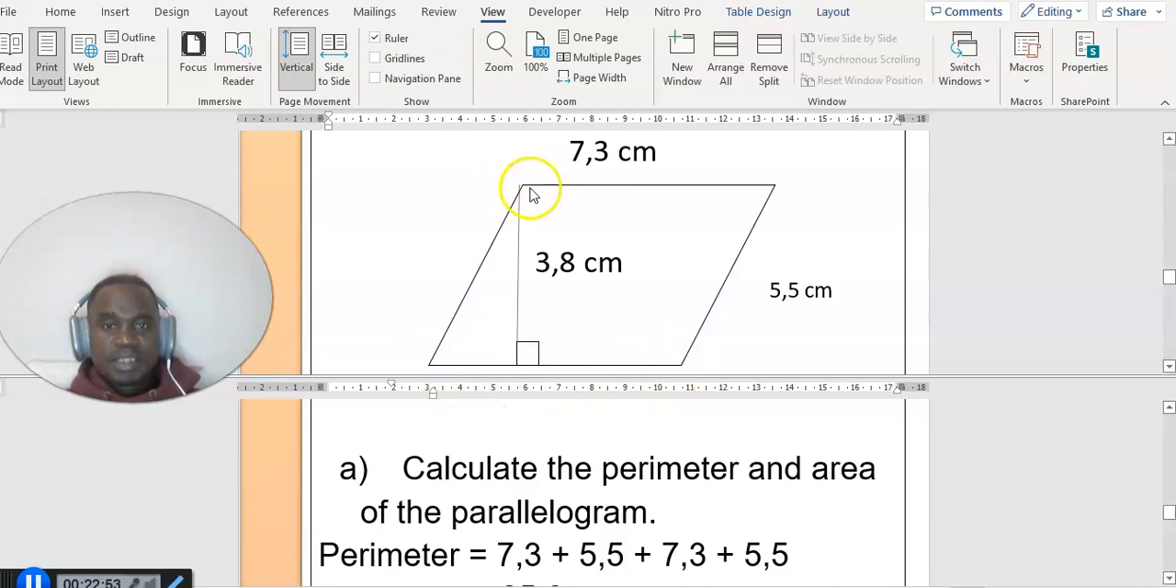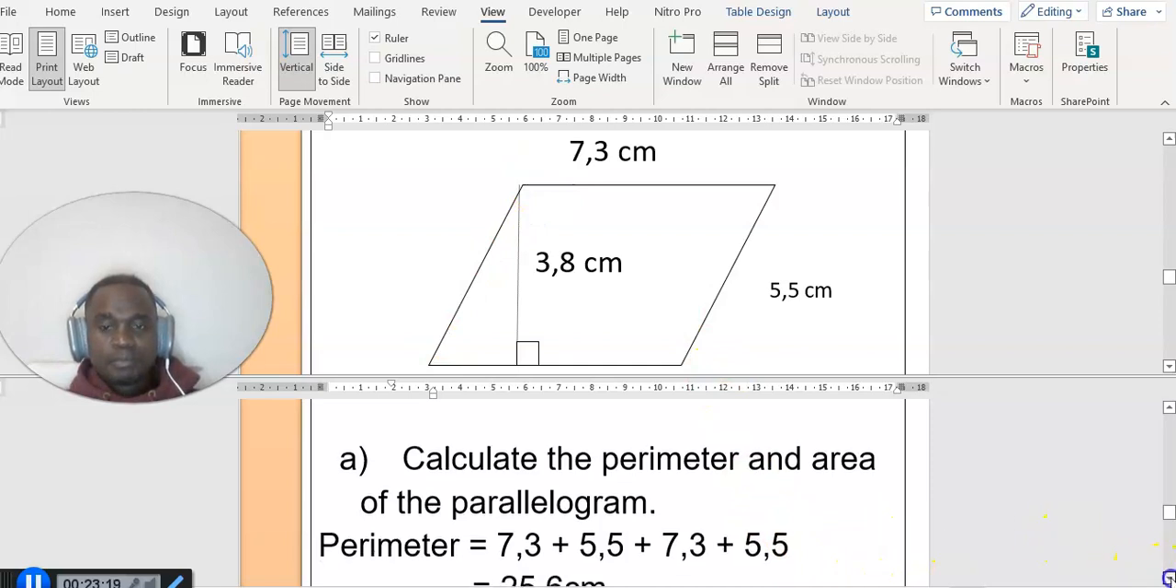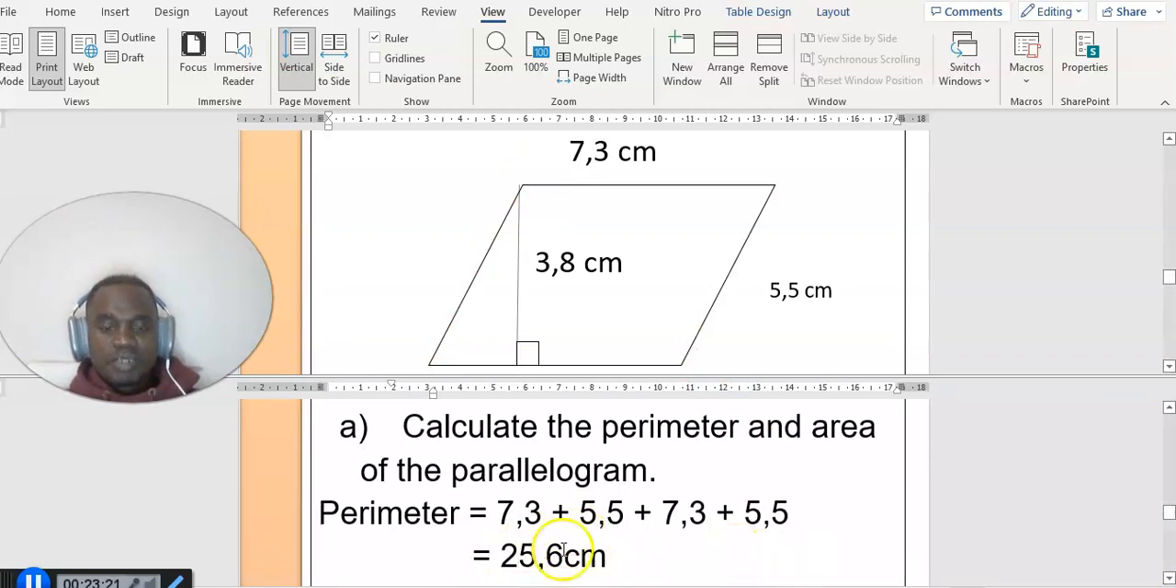Because this side is 7,3, this side is 7,3. So you are going to have 7,3 here plus what is this side? It's 5,5, which is this. So the perimeter is 7,3 plus 5,5 plus 7,3 plus 5,5. That is our perimeter. So it gives us this if we press on the calculator.